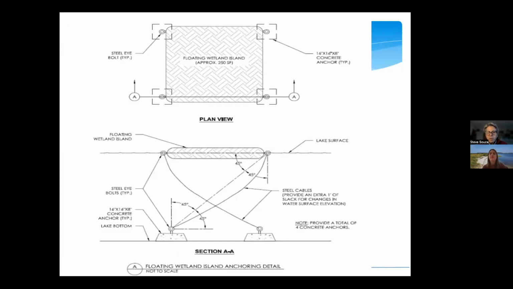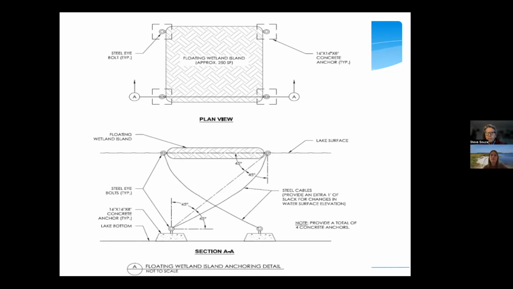One of the big things with floating wetland islands, and probably one of the biggest headaches associated with them, is that because of their mass, they are subject to wind shear, meaning that if there's a lot of exposure, they'll start to blow around and move around. So the way that that is overcome is by anchoring them in place.